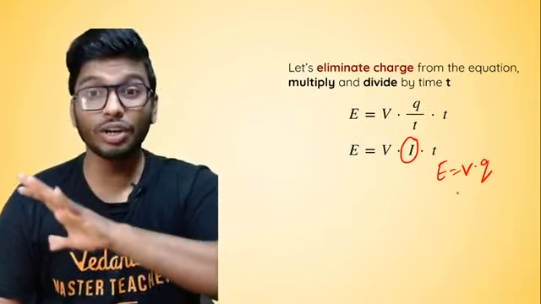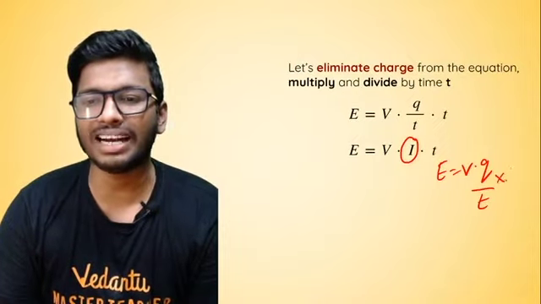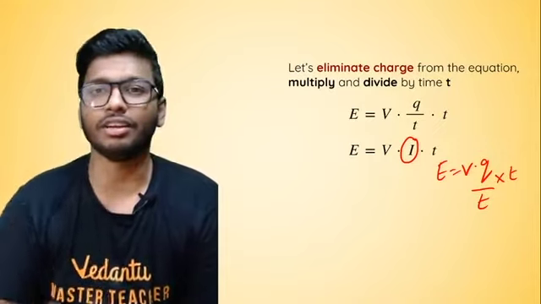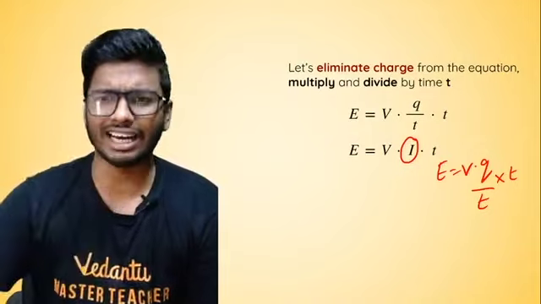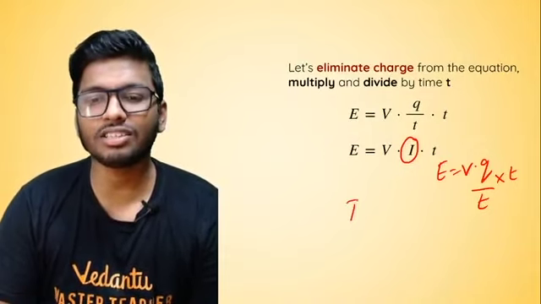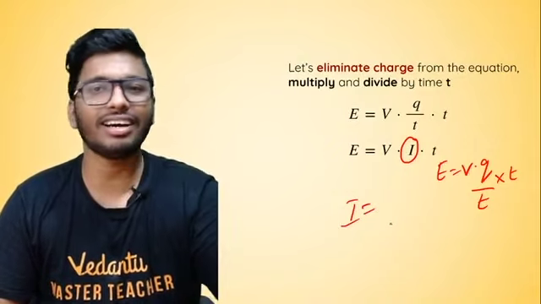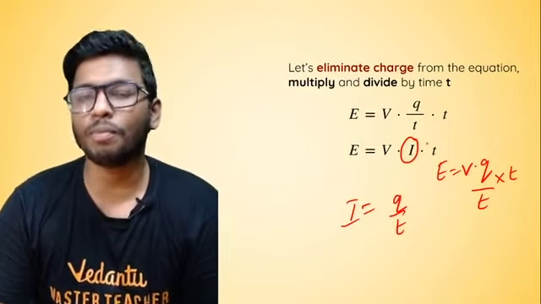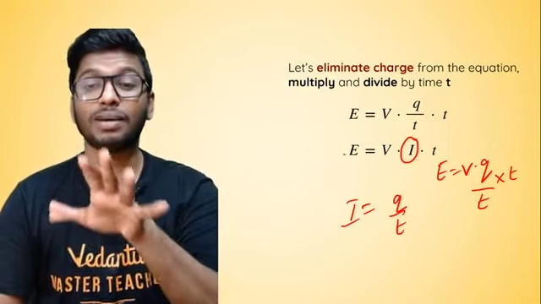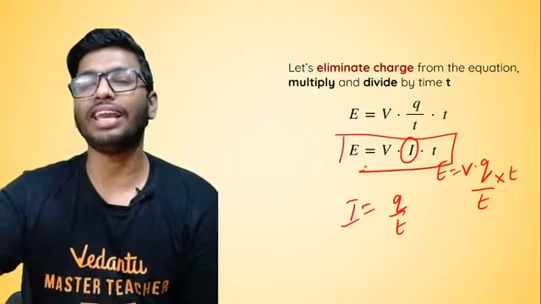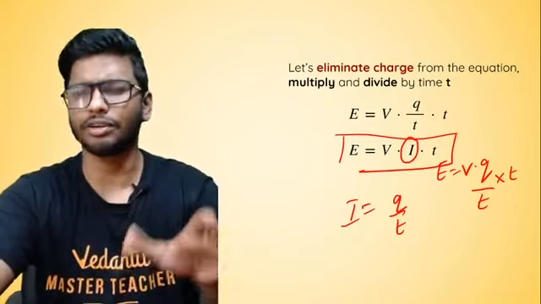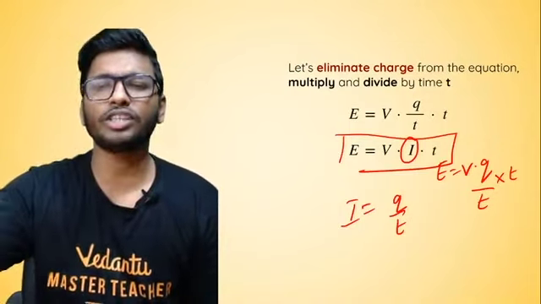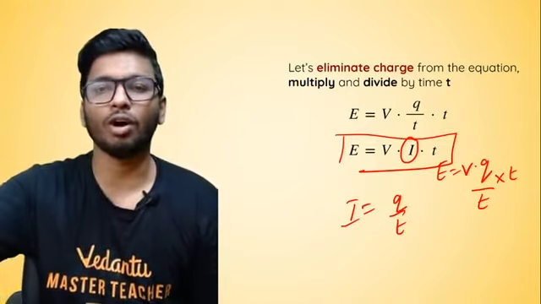Now, to remove Q, what I'm going to do is divide and multiply it by T. The equation's value does not change because T gets cancelled and it'll again be 1. But we know that Q by T is the rate of flow of charge. What is current? Current is nothing but the rate of flow of charge. So Q by T is nothing but I. In place of Q by T, I'm going to write I. So what I get is the equation E is equal to V into I into T, where T is the time for which the circuit is turned on, or the time during which the current is flowing.